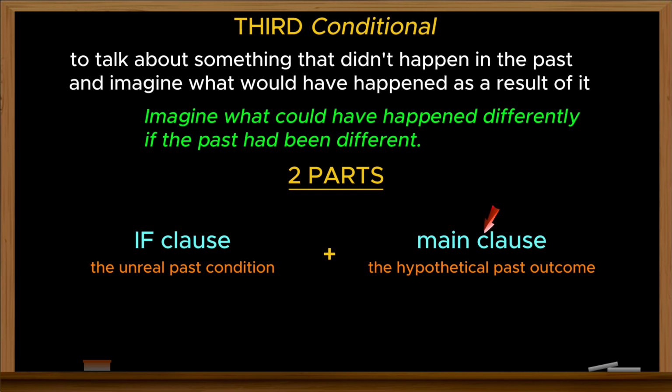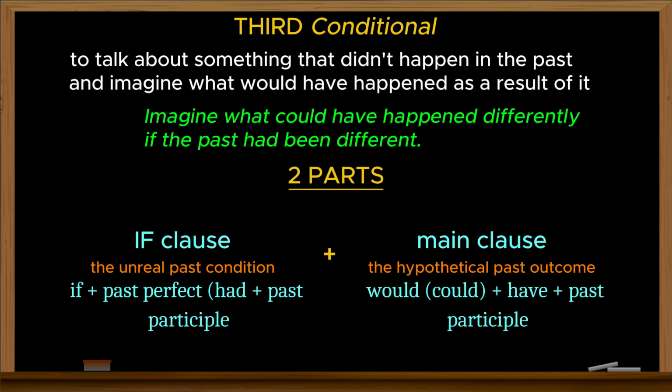Now let's take a closer look at the structure of the third conditional. In the if clause, we use the past perfect tense, which is the auxiliary verb had plus past participle, or what we also call the third form of the verb. And in the main clause, we normally use would have followed by the past participle of the verb, but it's also possible to use could have. To make it easier to understand, let's see some examples.